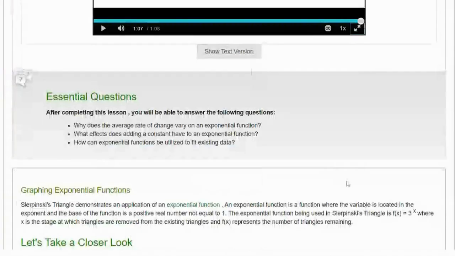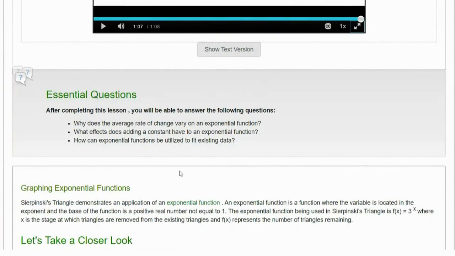All right. So after completing this lesson, we're going to be able to answer these questions. Why does the average rate of change vary on an exponential function?